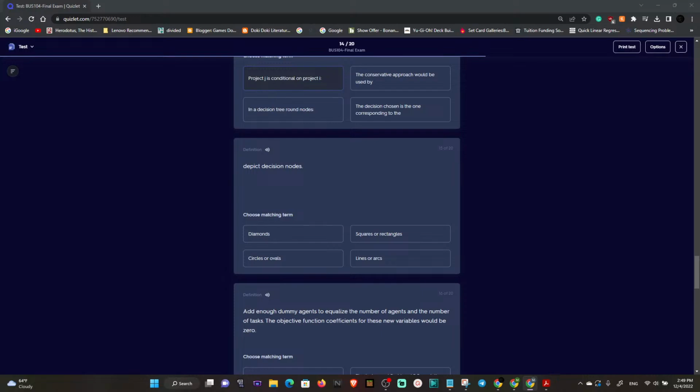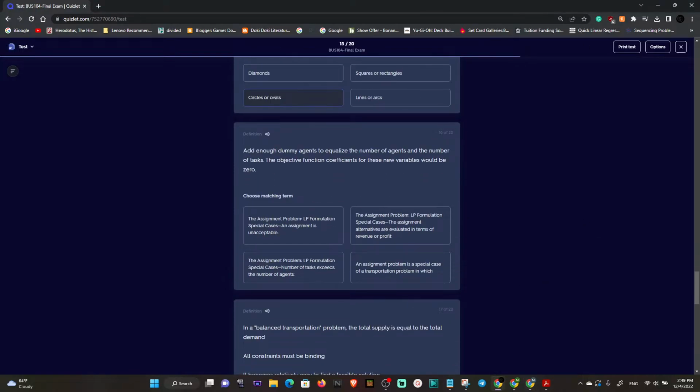Depicts decision nodes. Is it circles? Circles. Yeah, circles and ovals. Add a dummy agent to equalize the number of agents and the number of tasks. The objective coefficient would be... I don't know this one. Come on, you got this. I'm just gonna take a guess here. I would say it's A.